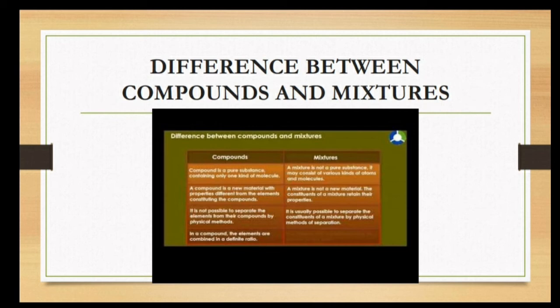It is not possible to separate the elements from their compounds by physical methods. It is usually possible to separate the constituents of a mixture by physical methods of separation. In a compound, the elements are combined in a definite ratio, whereas in mixtures, the elements are combined in an indefinite ratio.